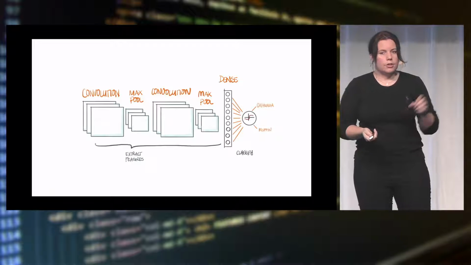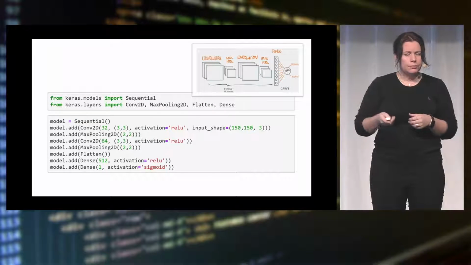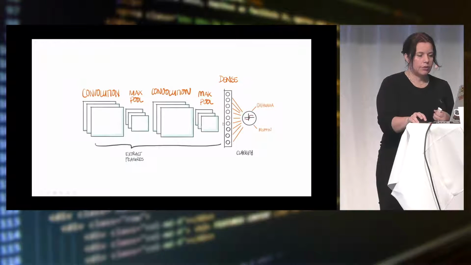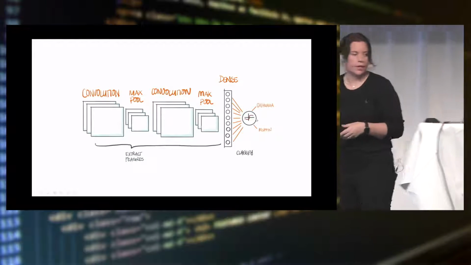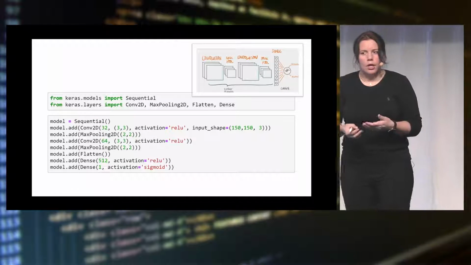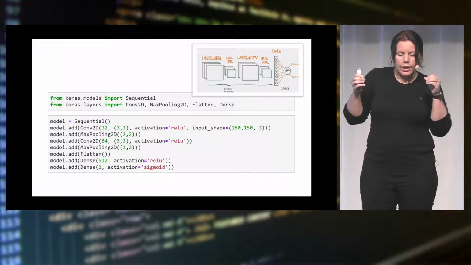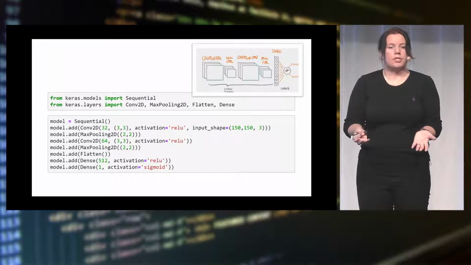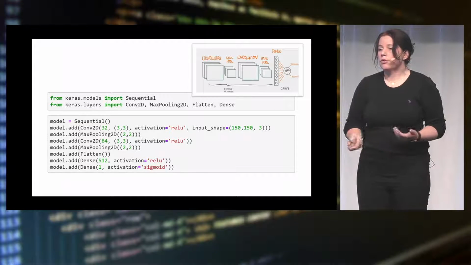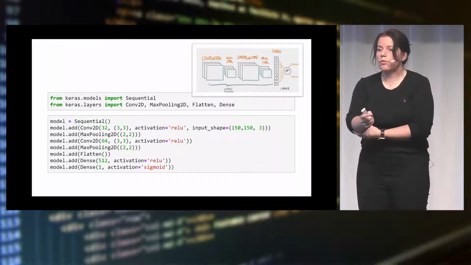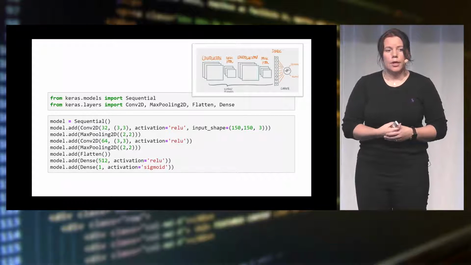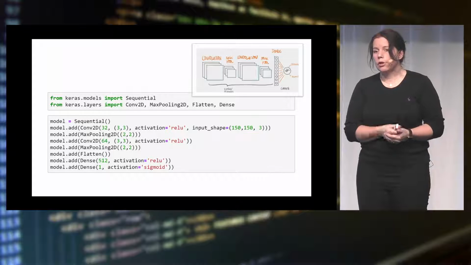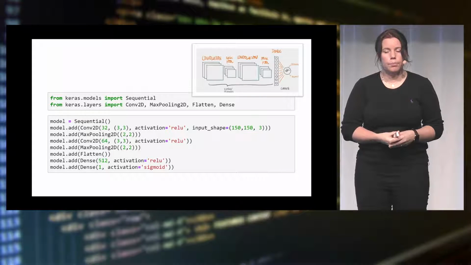And then you get to this point where you have the actual features in this dense layer, and then on top of that you have the classification. So just to show you how simple it is in Python terms, this is how a convolutional neural network looks in Keras. Keras is one of the main frameworks for doing deep learning in Python.